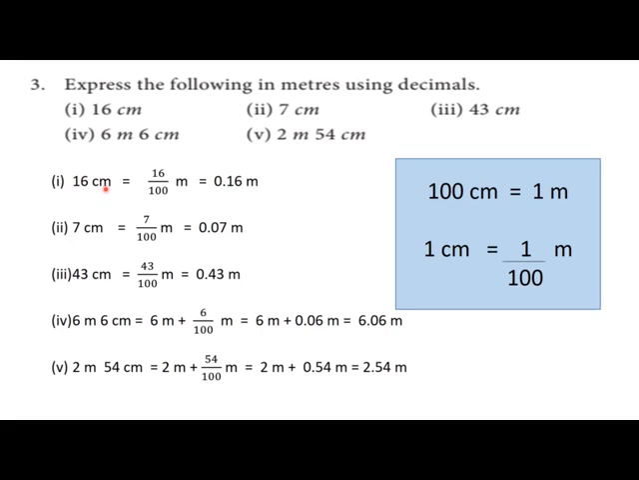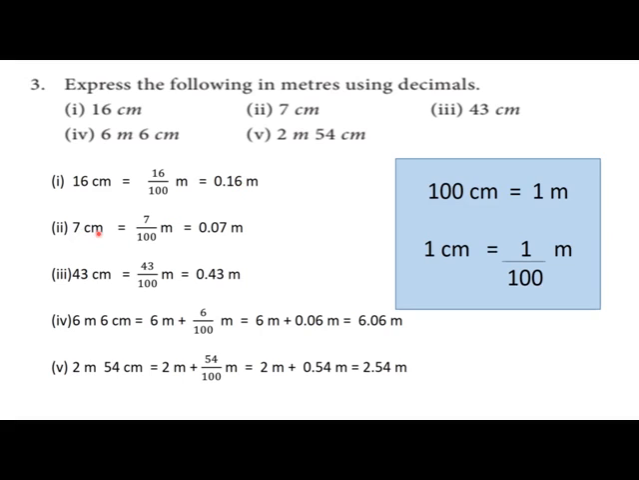So here 16 centimeter, so 16 by 100 meter. Here 2 zeros are there, so you have to move the decimal for 2 places. First place after 6 and then after 1. So 2 places. 0.16 meter.